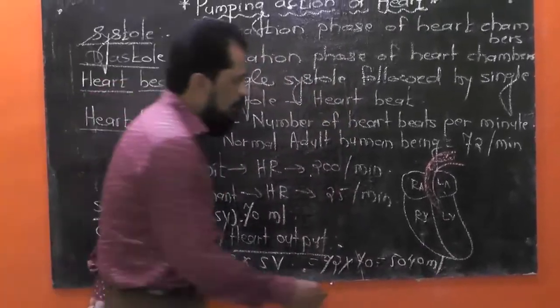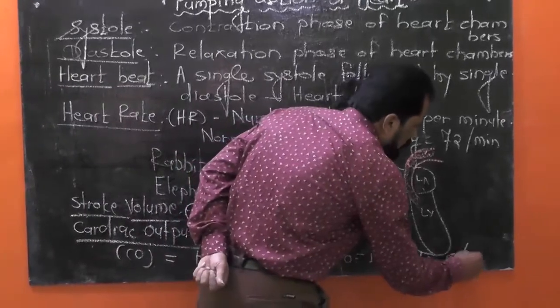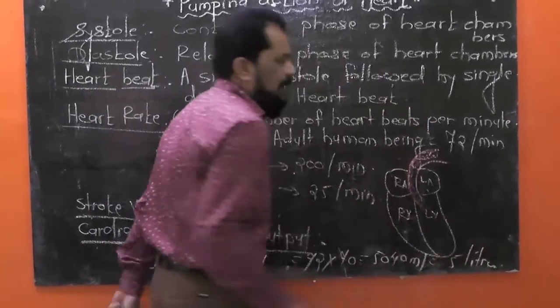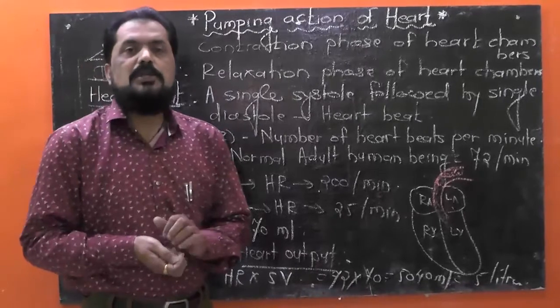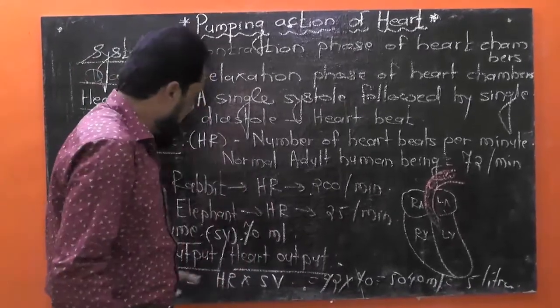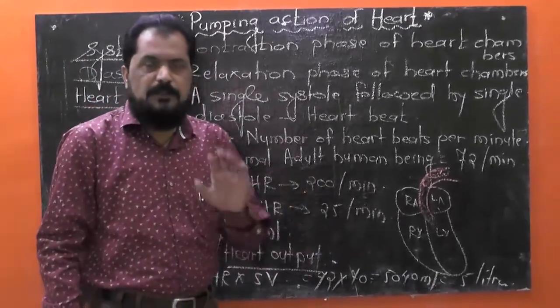The cardiac output comes to about 5040 ml, or approximately 5 liters. 5 liters means in a normal adult human being the cardiac output is 5 liters.